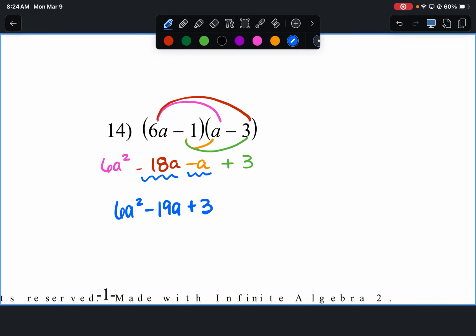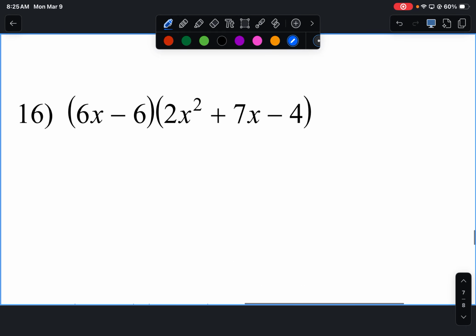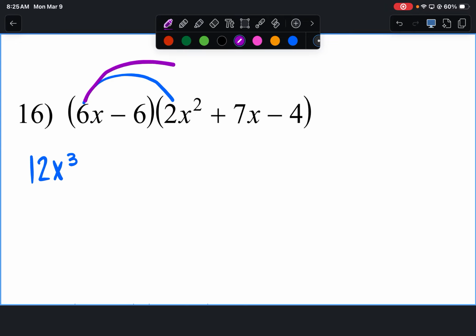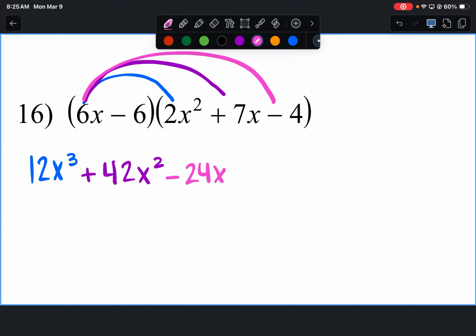Okay, now we're going to look at question 16. So we're multiplying a binomial and a trinomial here. What do I need to start with doing? What is 6x times 2x squared? 12x cubed. What is 6x times 7x? 42x squared. 6x times negative 4. Negative 24x. Okay, now what should I distribute next?